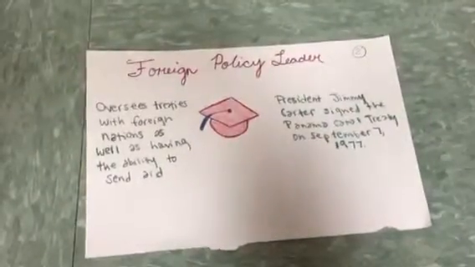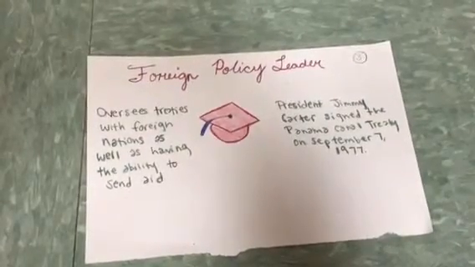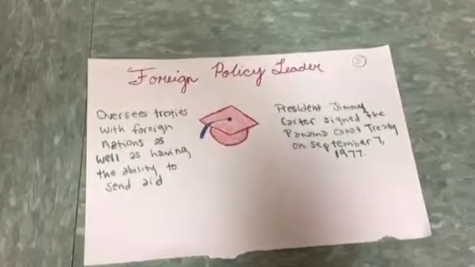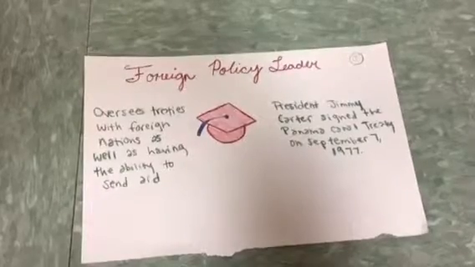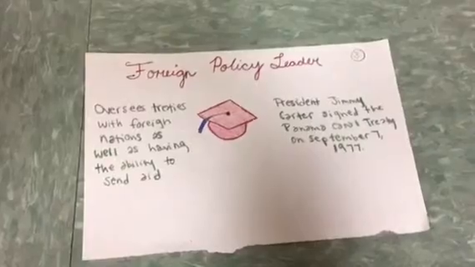The third hat is Foreign Policy Leader. The President oversees treaties with foreign nations as well as having the ability to send aid to these nations. An example of this is President Jimmy Carter signed the Panama Canal Treaty on September 7, 1977.